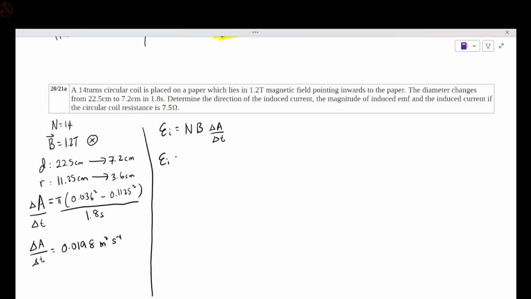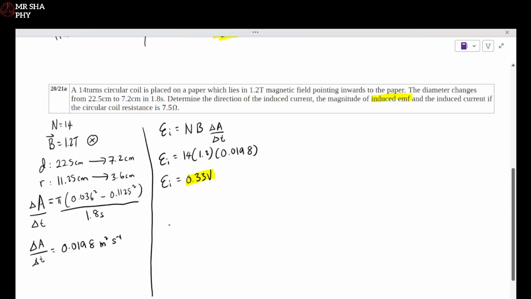So my induced EMF is going to be 14 times 1.2 times 0.0198. Okay, so that means my induced EMF is 0.33 volts. So that's the answer for the magnitude of induced EMF.